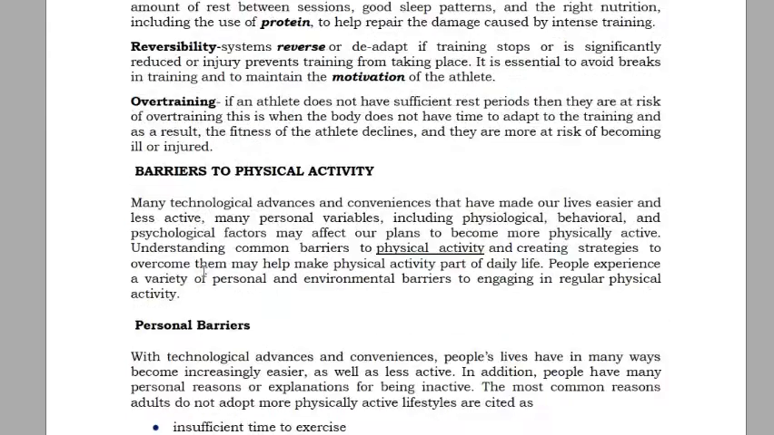So, overtraining. If an athlete does not have sufficient rest periods, then they are at risk of overtraining. This is when the body does not have time to adapt to the training, and as a result, the fitness of the athlete declines, and they are more at risk of becoming ill or injured.